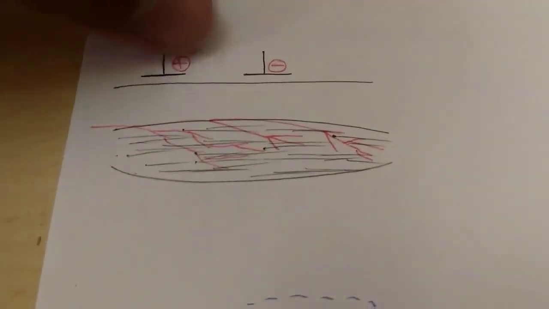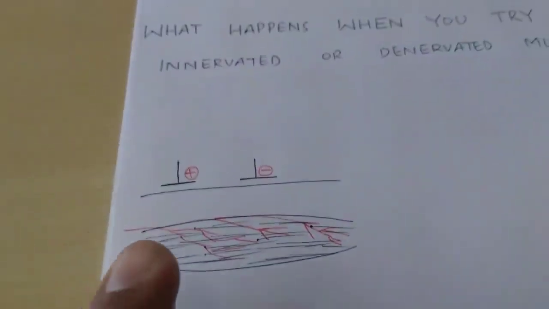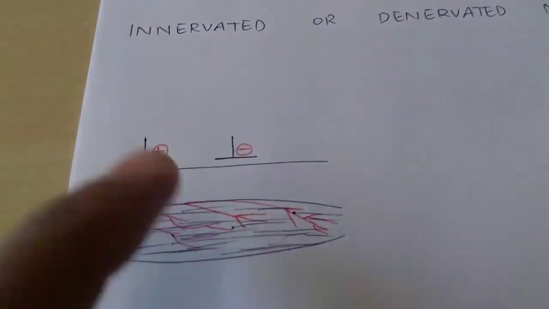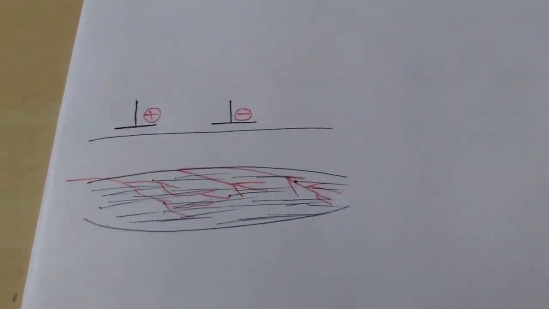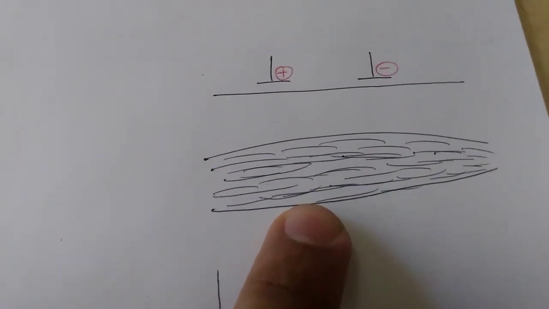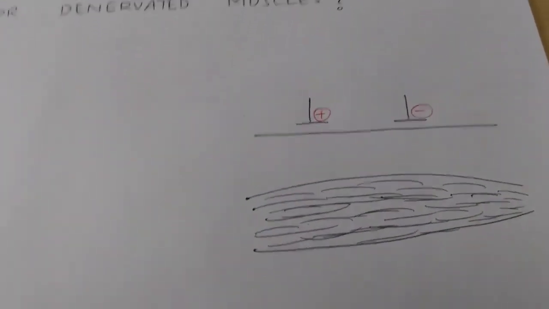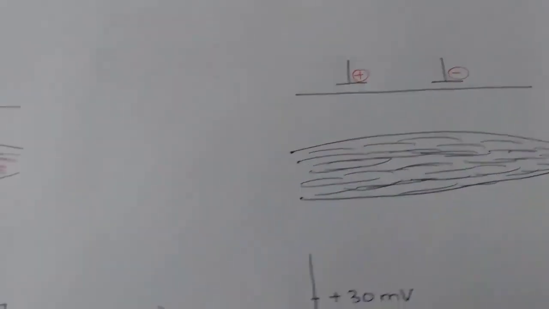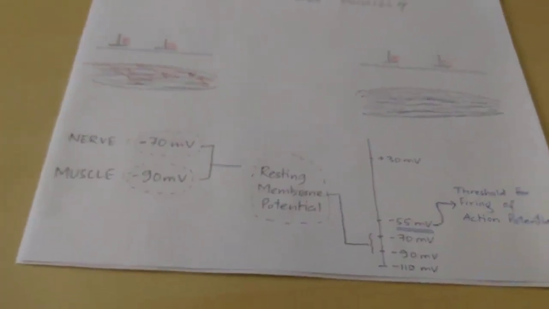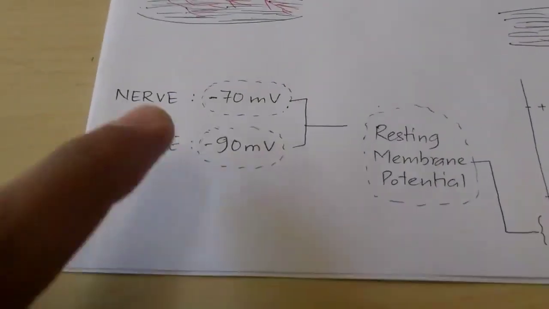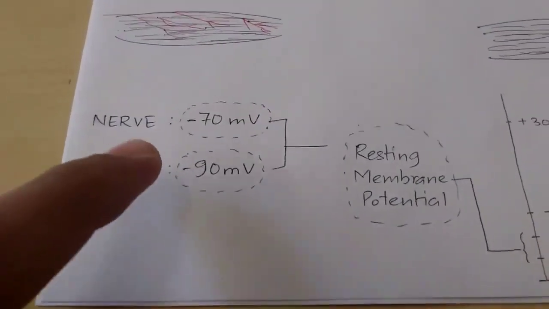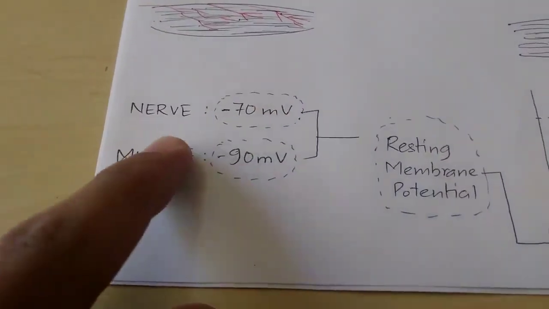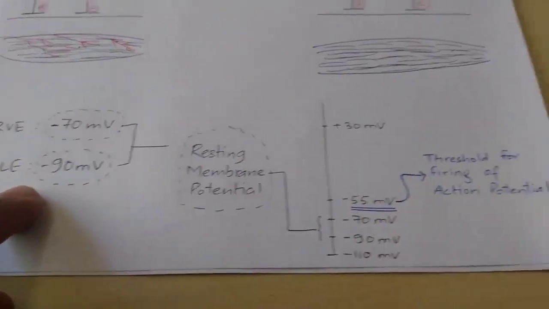So, when we stimulate with one cathode and anode, there are nerve fibers that will be approached by the electrical current first. And in case of denervated muscle, there are no nerve fibers. All nerve fibers have been either damaged or degenerated. So muscles will be approached by the electric current transferred into the tissues. Now we have to look at the resting membrane potentials of nerve and muscle. It is minus 70 millivolt for nerve, and for muscle it is minus 90 millivolt.